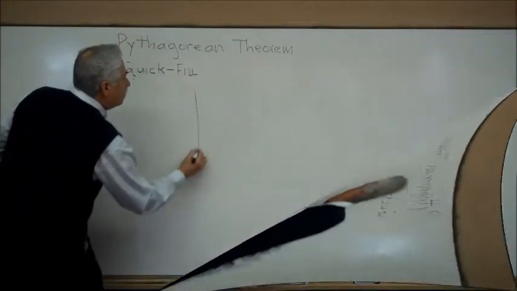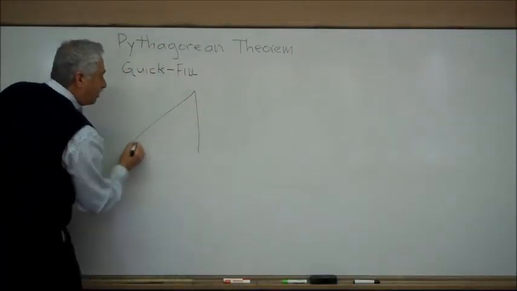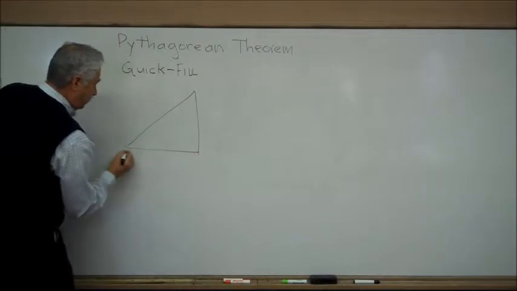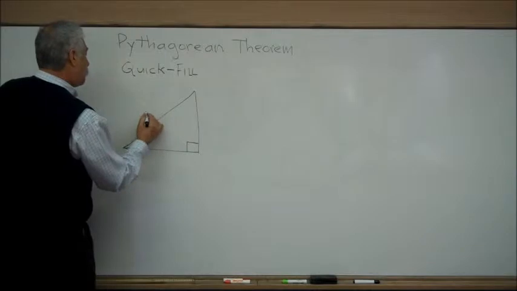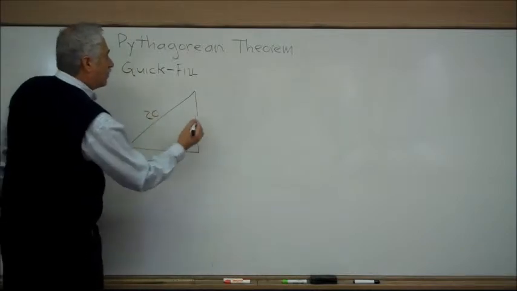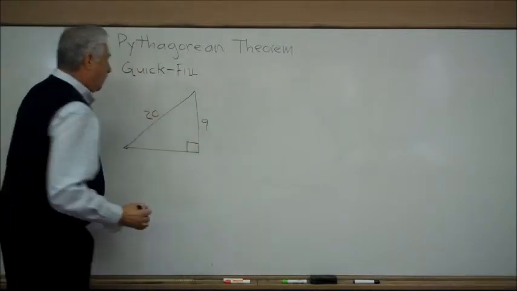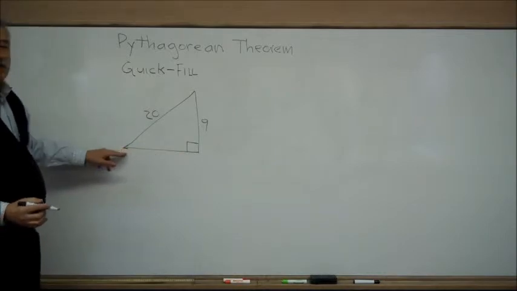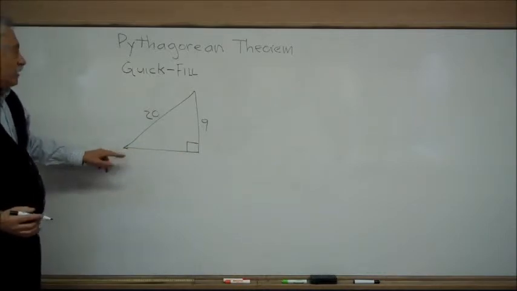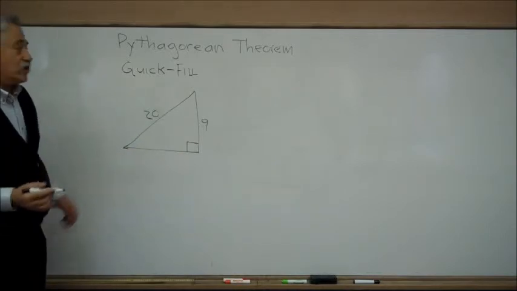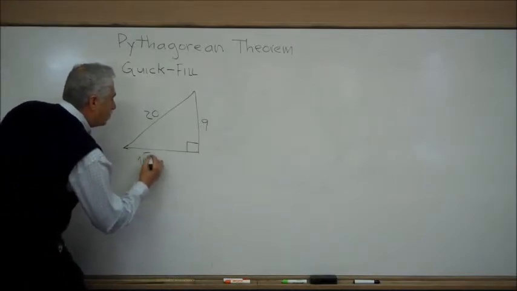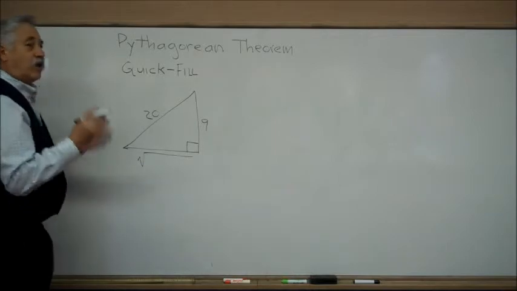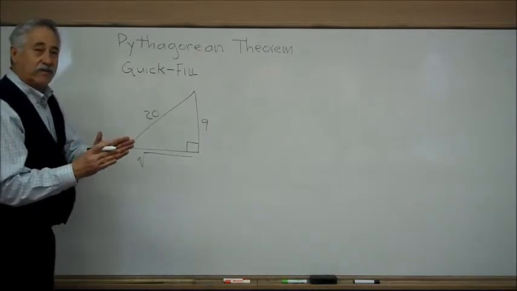What if the side you're looking for is not the hypotenuse but one of the legs? So I know that this side is 20. I know that this side is 9. And I wish to find an expression for this side here. Same basic rule as the other form of quick fill. This will always be a square root. There will always be two things squared.